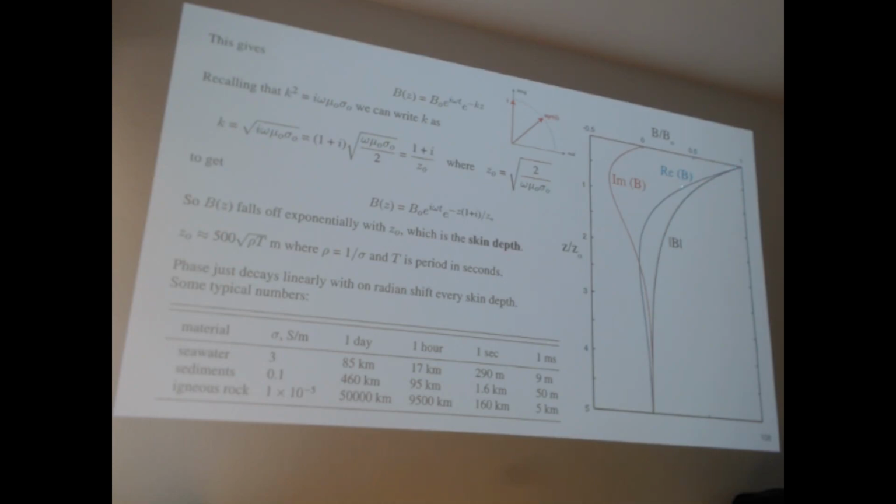So this is what it looks like. The magnetic field falls off exponentially in skin depth, which means every skin depth the field is about 37% of what it was. And the i here means that, with frequency, the phase changes linearly with depth, with 1 radian every skin depth. So here are skin depths in typical materials. At 1 hertz in seawater, the skin depth is about 290 meters. But at 1 day period in igneous rock it is 50,000 kilometers. So this is how you can trade frequency and conductivity to get different skin depths.